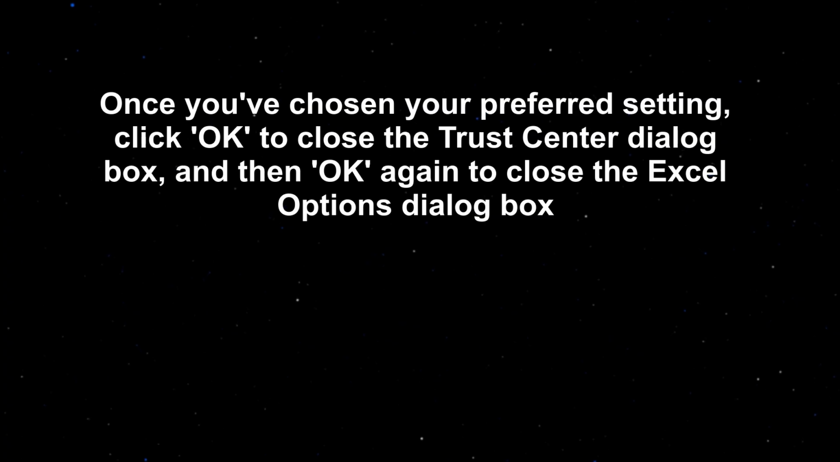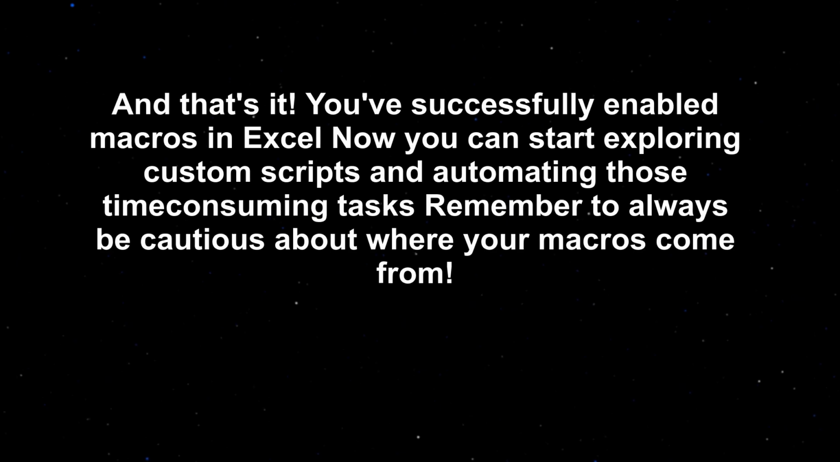Once you've chosen your preferred setting, click OK to close the Trust Center dialog box, and then OK again to close the Excel Options dialog box. And that's it. You've successfully enabled macros in Excel. Now you can start exploring custom scripts and automating those time-consuming tasks. Remember to always be cautious about where your macros come from.